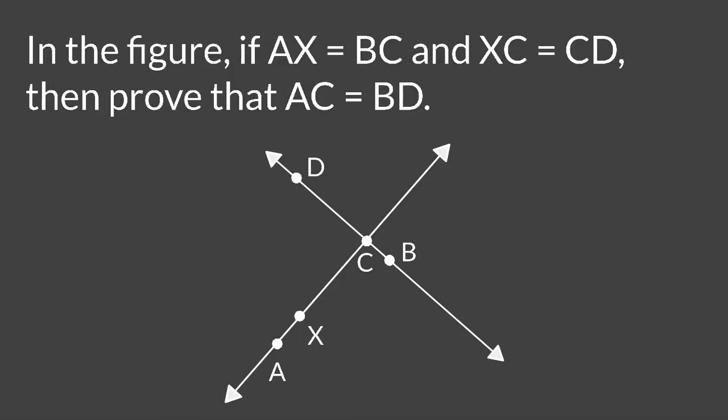This time let us take a statement in geometry. In the figure, if the length of segment AX is equal to the length of segment BC and the length of segment XC is equal to the length of segment CD, then prove that the length of segment AC is equal to the length of segment BD.